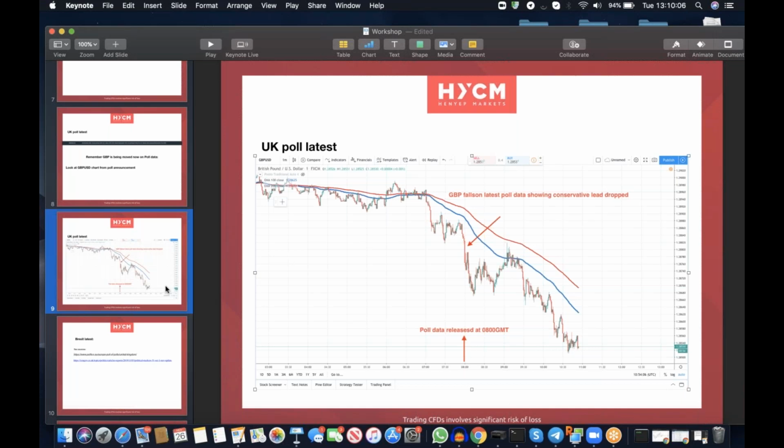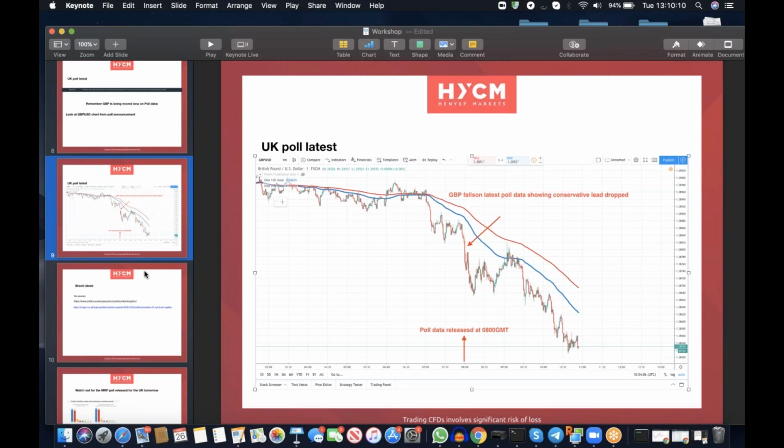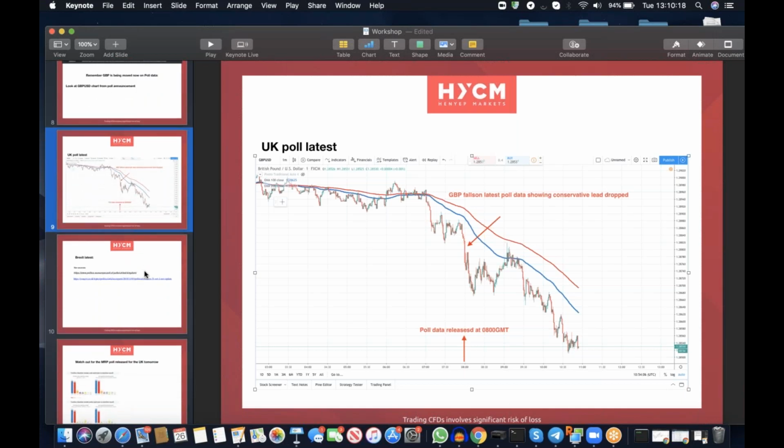So the pound, we know, is weakening on the latest poll data. So be aware, if the latest poll data comes out that contradicts the previous poll data, the market wants what's fresh, it wants what's new, and it will focus in on that.